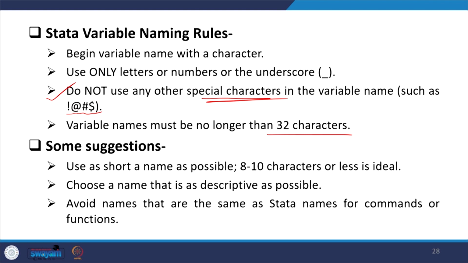Some suggestions we have mentioned here: use as short a name as possible. 8 to 10 characters are usually considered an ideal name. Choose a name that is as descriptive as possible. Avoid names that are the same as names for commands or functions. If you give the same name as a function or command, it might make you more confused, so better to avoid all those things. This is quite important for those who are new and at entry level.